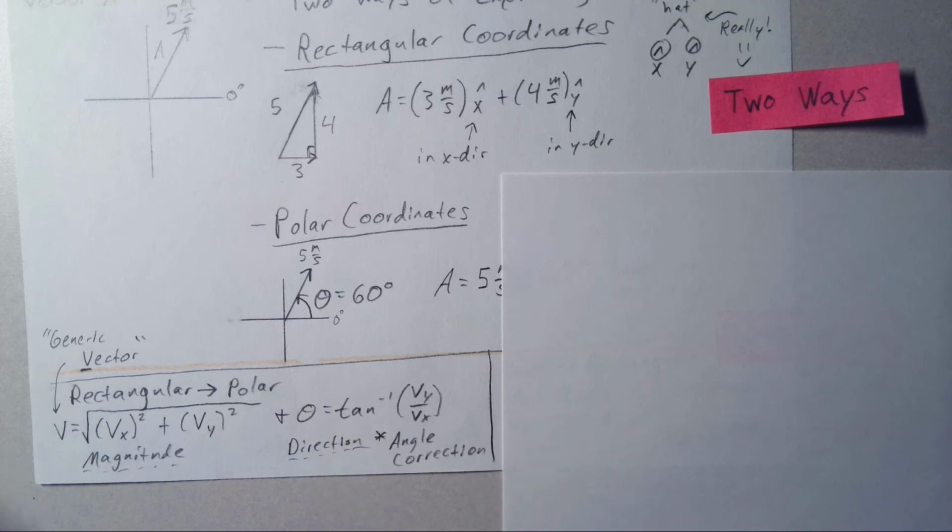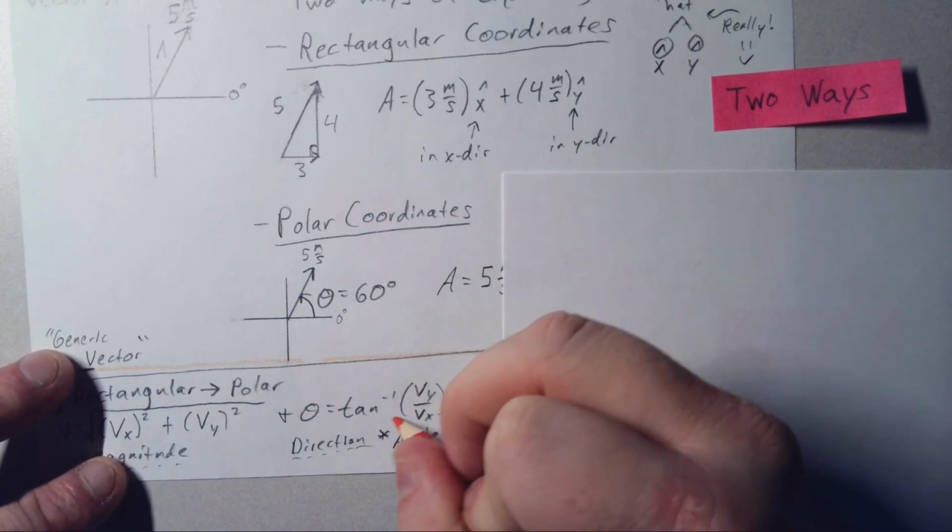It usually is a secondary function on your calculator, depending on your calculator, and you take Vy over Vx, and that is your angle, that is your direction. However, there's something that's very, very important here, and it's this angle correction. We will have to have another video to talk about that.